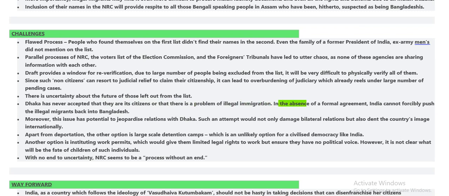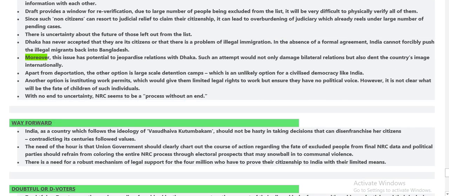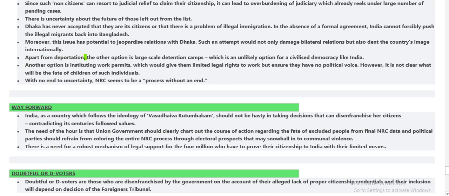There is uncertainty about the future of those left out from the list. Dhaka has never accepted that they are its citizens or that there is a problem of illegal immigration. In the absence of a formal agreement, India cannot forcibly push the illegal migrants back into Bangladesh. Moreover, this issue has the potential to jeopardize relations with Dhaka. Such an attempt would not only damage bilateral relations but also dent the country's image internationally.